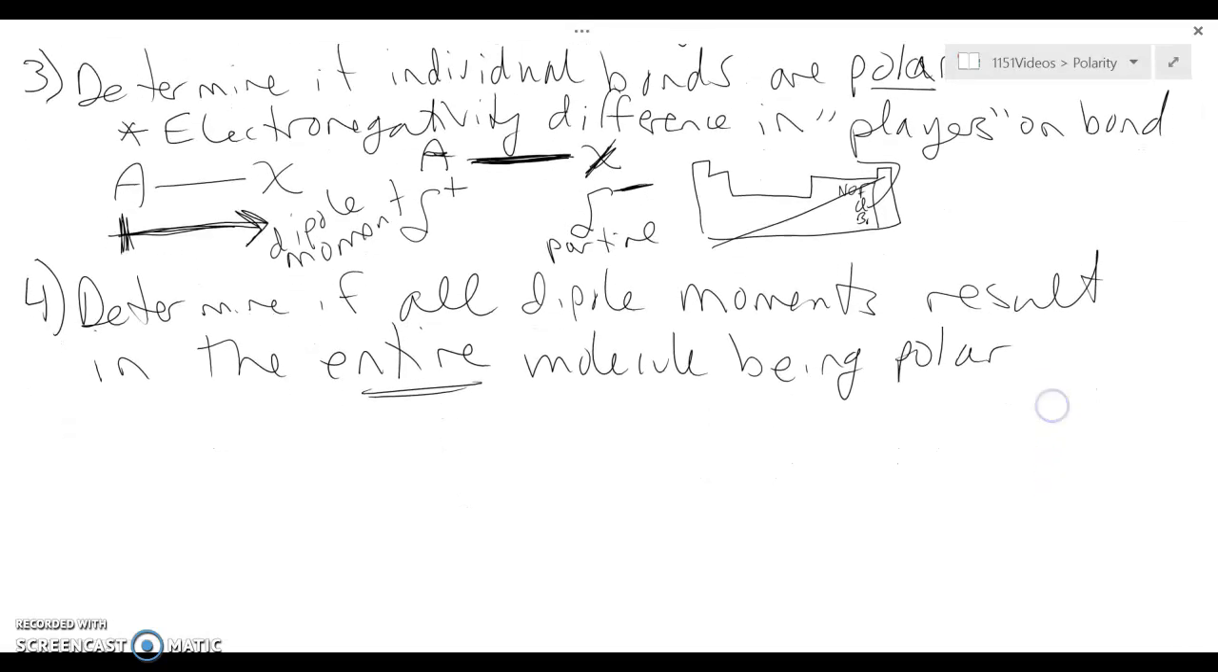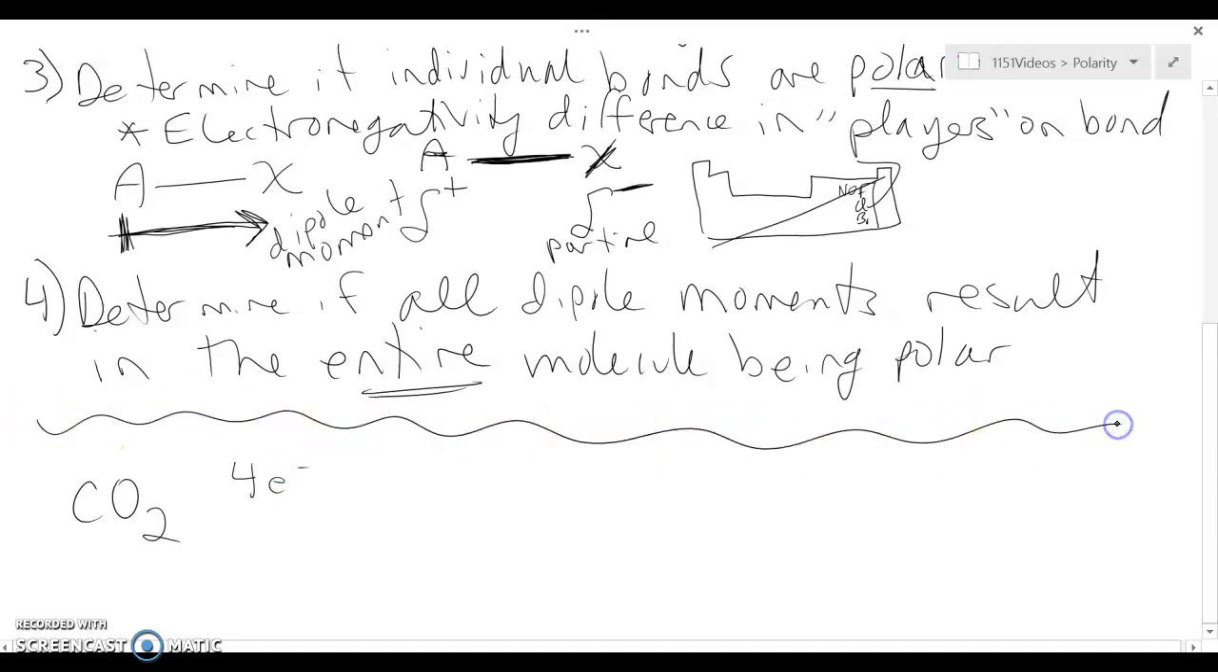So let's go through CO2, okay? Let's actually go through it, and we already know it has double bonds, so we're not going to take our time on the Lewis structure. We're going to actually just do the Lewis structure quickly. Remember, carbon contributes 4 electrons, so we'll go into examples here. Carbon contributes 4 electrons, oxygen has 6 valence electrons, times 2 of them.